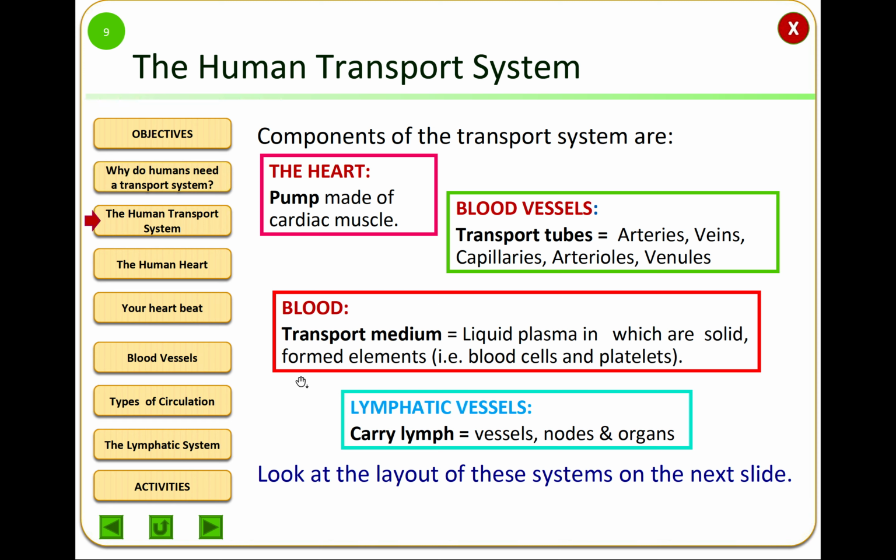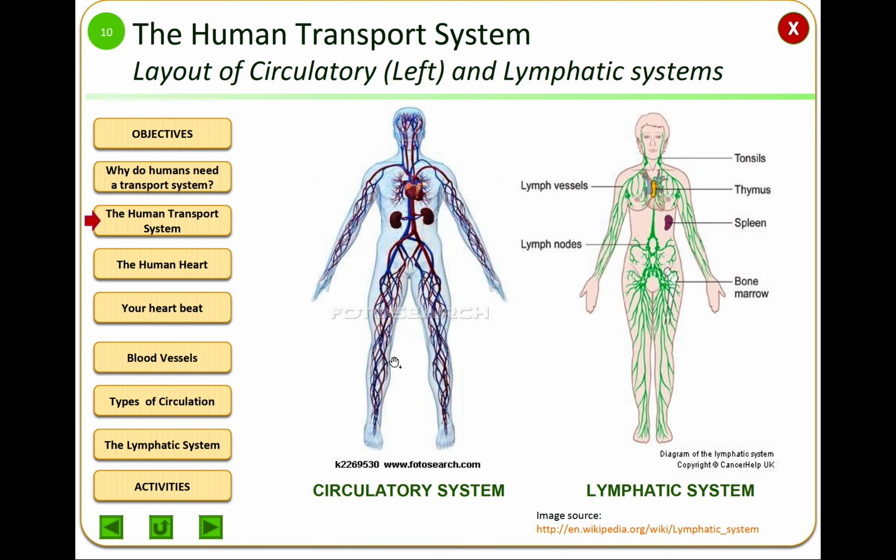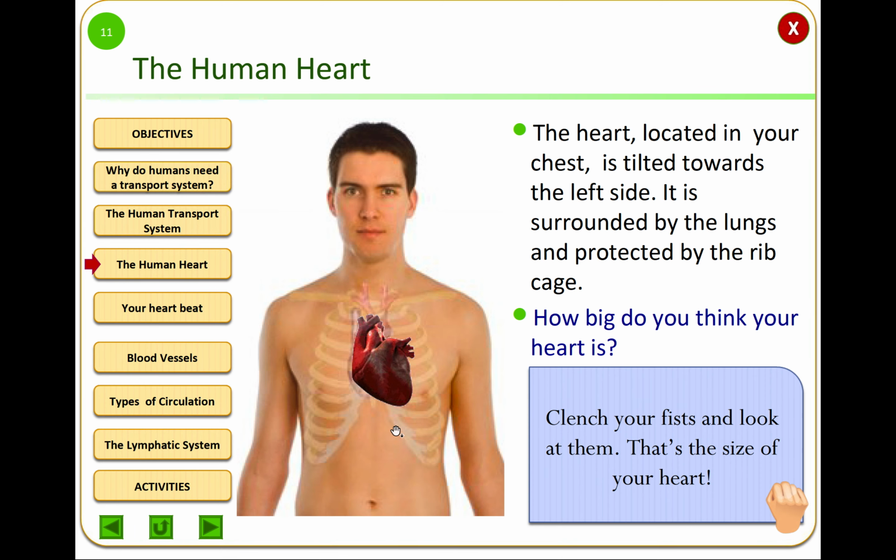And then we can find that there is a lymphatic system around it. We call it the lymphatic vessels, which carry fluid, and it also has nodes and some organs. You can compare the two systems, the circulatory system and the lymphatic system, and both of them have two networks that are very important to the human. But the heart is the main part of the circulatory system.